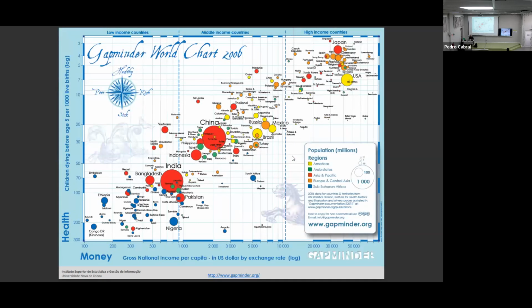This is a very important, a very famous data visualization product, the Gapminder. I will let you try to figure out what it represents. So what marks are we using here?